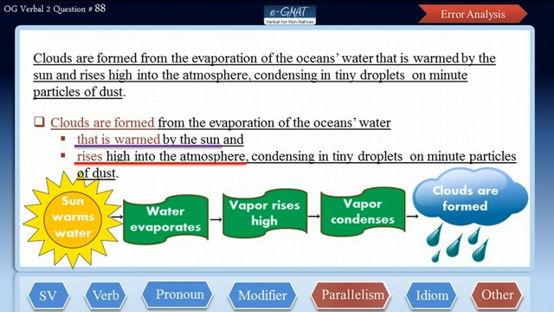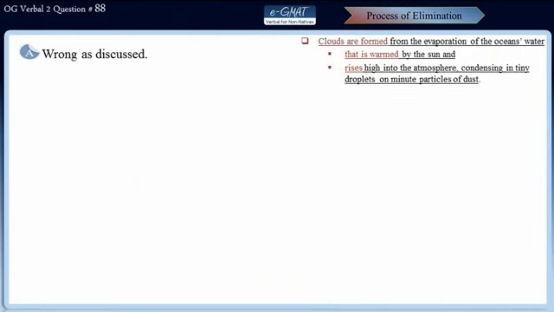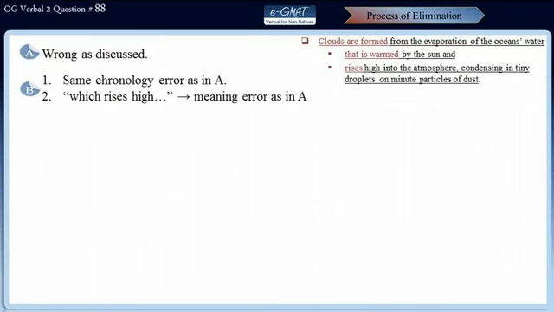Now, on the correct understanding of the meaning of the sentence, we must choose that answer choice that will precisely communicate the intended meaning of the sentence. So let us run the POE to find out what's the correct answer. Well, choice A is certainly not the correct answer as we discussed just now. Choice B is again incorrect because it repeats the same chronological error as in choice A, and also this clause, which rises high, repeats the same meaning error as in A. It looks more like a characteristic again rather than a step in the process of cloud formation. So these two errors make choice B incorrect.